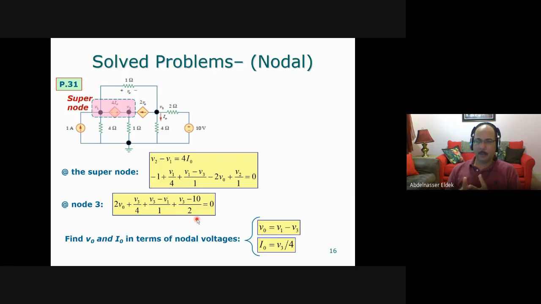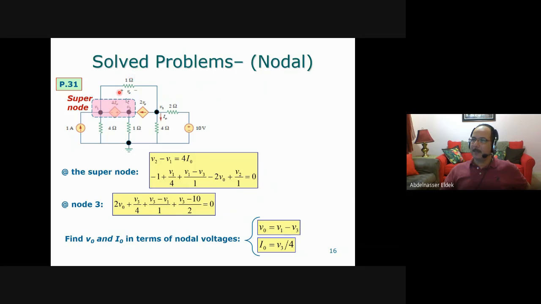But in how many unknowns? It seems that we have 5 unknowns, because we have I0 and we have V0. So we now just need to get rid of I0 and V0, which is very simple. Where is I0? You look at I0 in the circuit. I0 is here, this one, so it is V3 minus 0 divided by 4. That's it. I0 is V3 divided by 4.